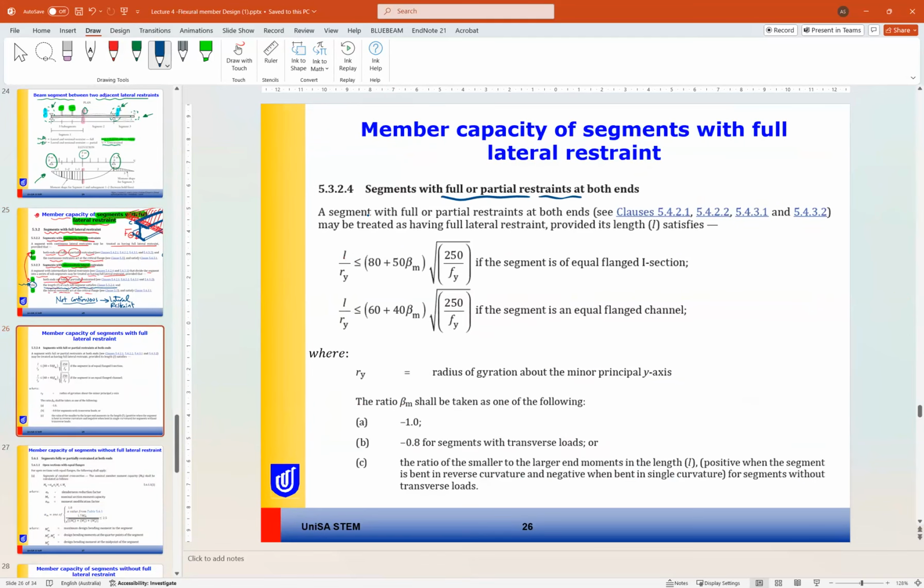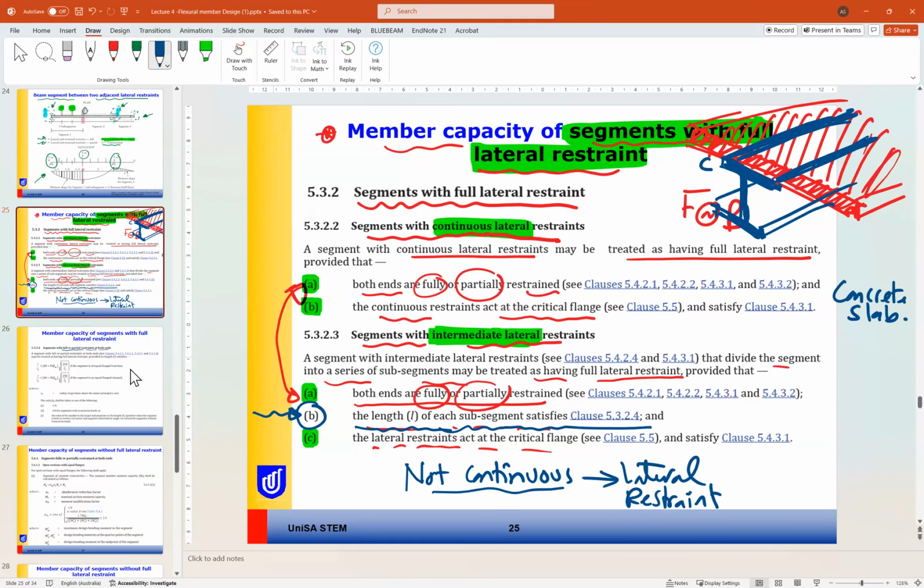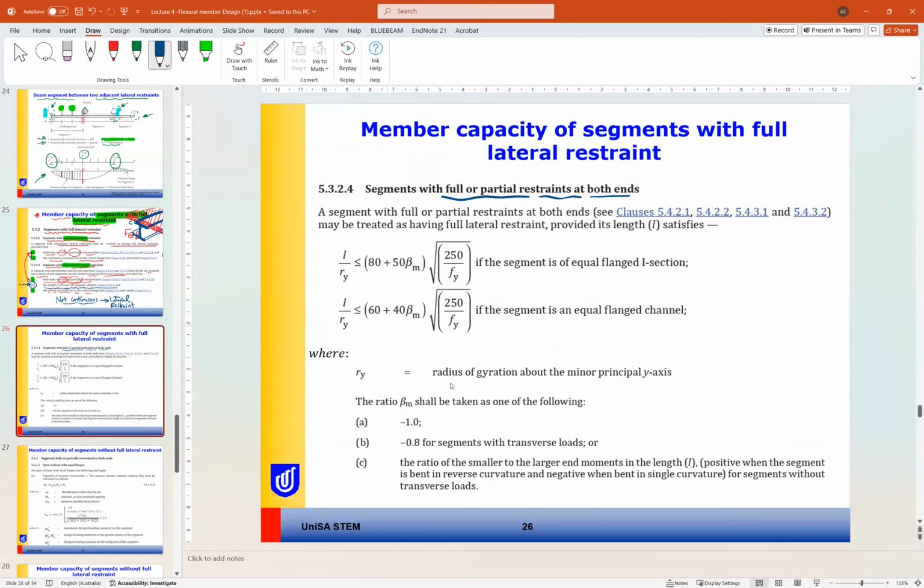So segment with full or partial restraint at both ends. So this case and clause 5.2.3.2.3 and 5.3.2.4 are sharing the length condition. So a segment with full or partial restraint at both ends may be treated as having full lateral restraint provided the length satisfies L over Ry less than or equal to 80 plus 50 beta m multiplied by root 250 divided by F yield.